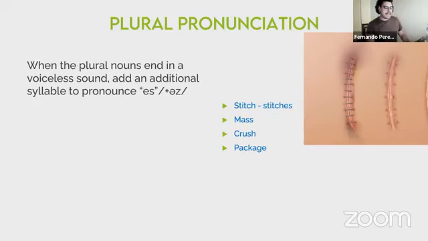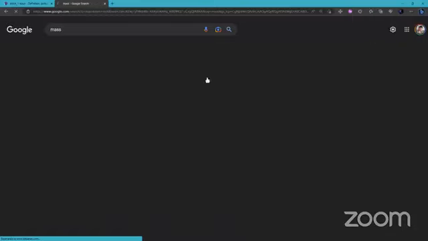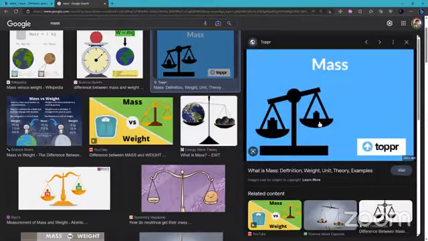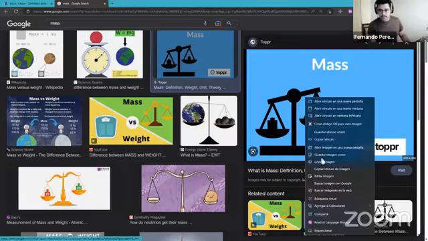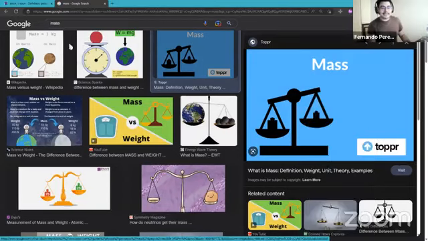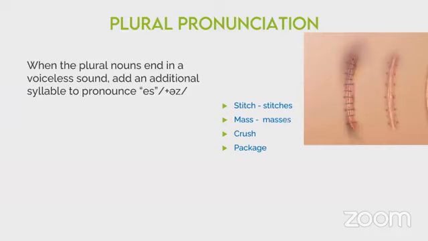If you are talking about mass, for example, talking about the weight of something, you say one mass, and plural, masses. Exactly. Extra syllable, right?